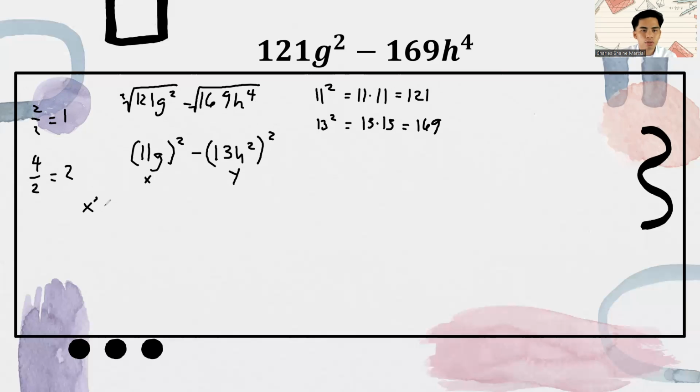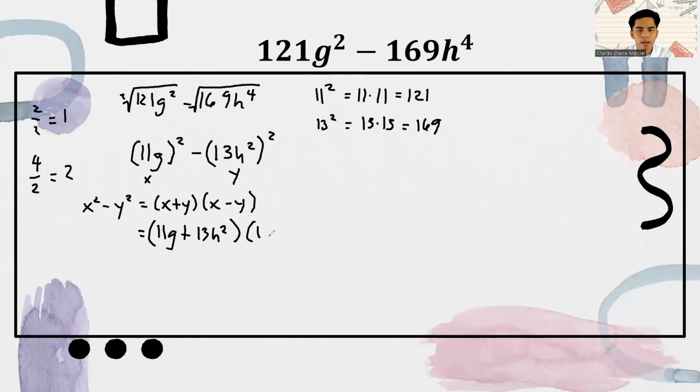Okay, now we have the value of x and y. We will just substitute the following given to the given or to the standard form. So we have x plus y times the quantity of x minus y. So we have x that is equal to 11g plus 13h squared times the quantity of 11g minus 13h squared. Okay, so tandaan, itong una kailangan plus sign, itong pangalawa kailangan minus sign. And this is now the final answer. Okay?